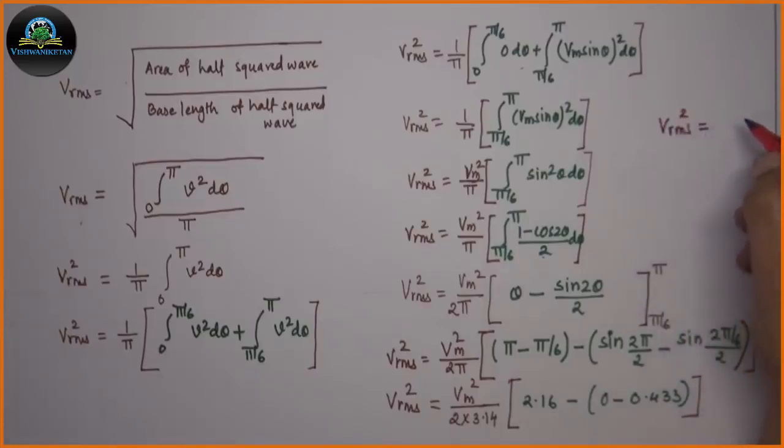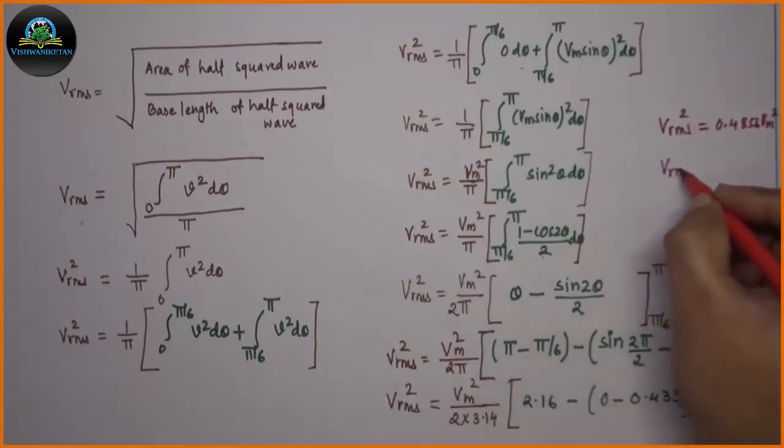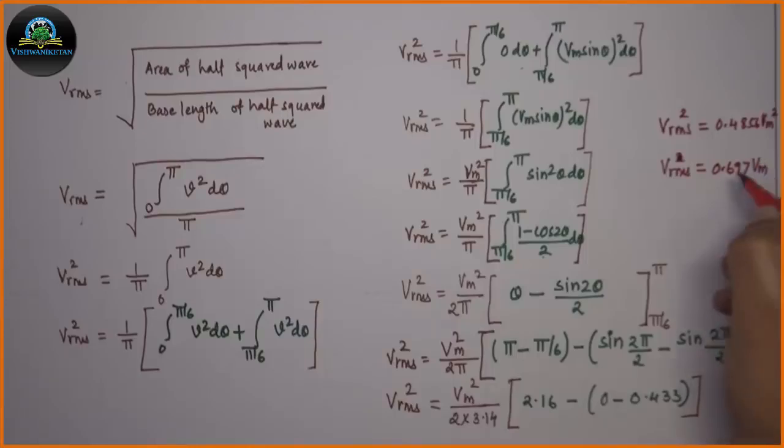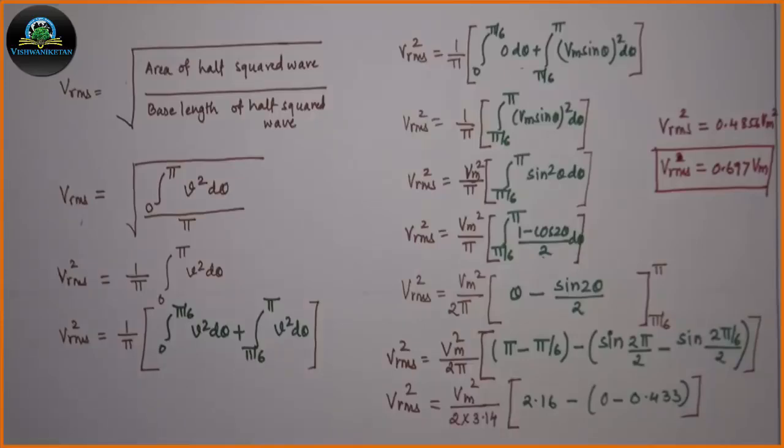finally I will get Vrms square is equal to 0.48, or Vrms is equal to 0.697 Vm, which is our answer of the numerical. So for given waveform, Vrms is equal to 0.697 Vm. That is RMS value of given waveform in the problem.